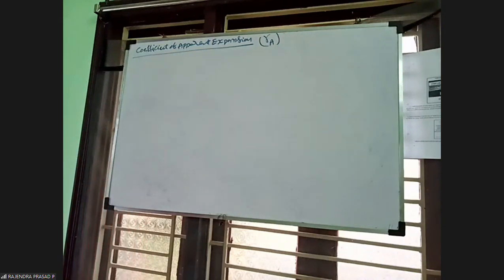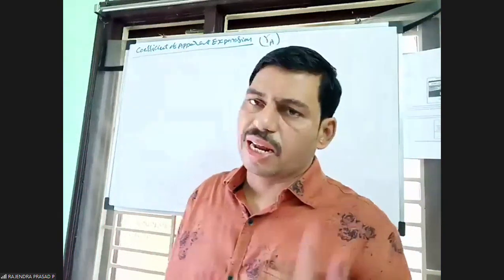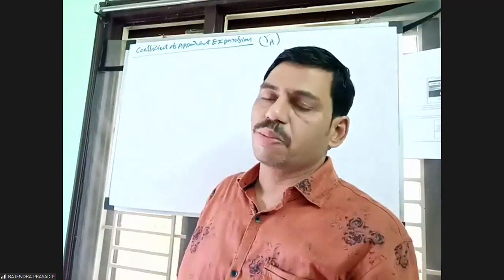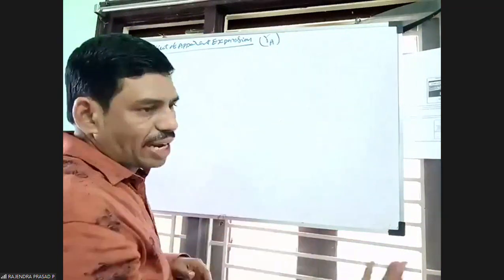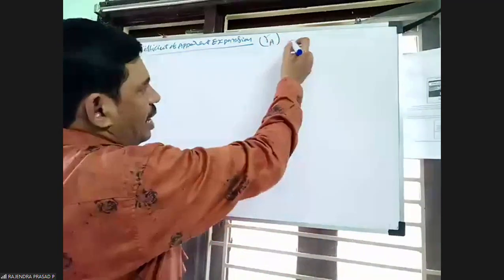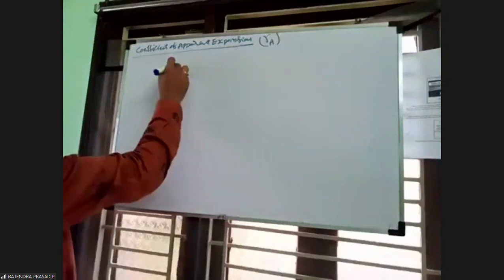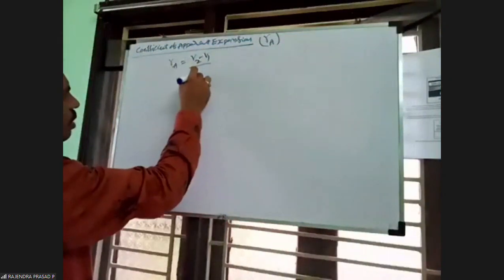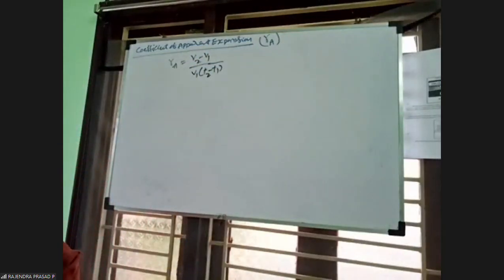For liquids there is no linear or areal expansion, only cubical expansion. Cubical expansion is denoted by gamma. Apparent expansion is denoted by gamma A and real expansion by gamma R. Gamma A is equal to V2 minus V1 by V1 into T2 minus T1. This is the same formula as cubical expansion.